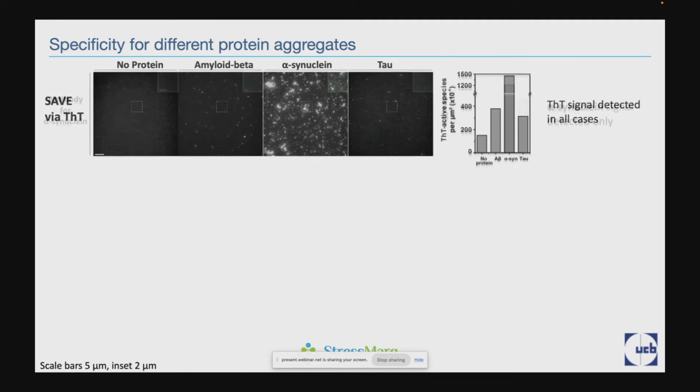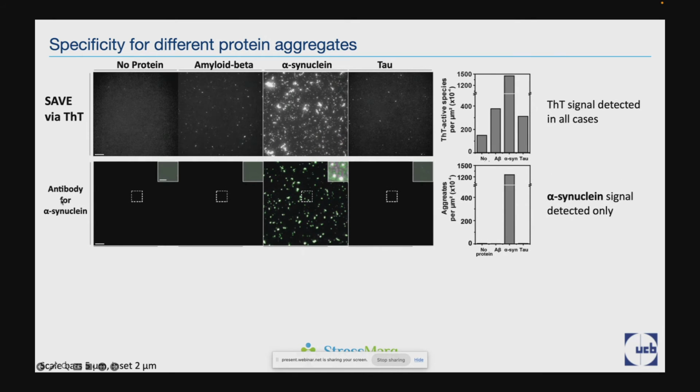What about specificity for different protein aggregates? Well, if we take our SAVE approach once again, and we look at no protein, we don't see many events. If we then look at amyloid beta, alpha-synuclein, or tau, we can't tell the difference between these. So they're all thioflavin T active. All we're doing is counting the number of them, but we can't say whether it's specifically amyloid beta, alpha-synuclein, or tau. All we get is thioflavin T active oligomers.